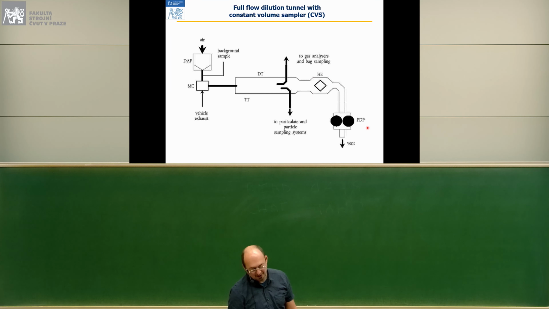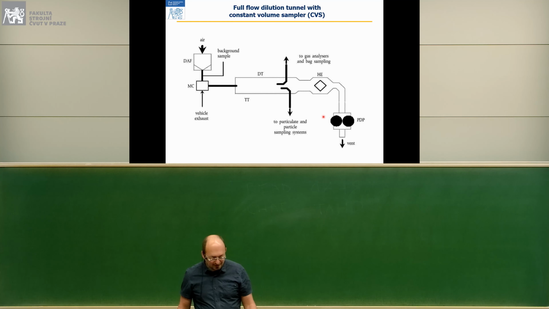That's one approach. The other approach is you put a critical orifice, or an orifice on which you maintain a critical flow. That means independently of the conditions in here, you get constant mass flow. Then you need a fairly powerful blower, because you generally need fairly high under pressure to maintain critical flow.